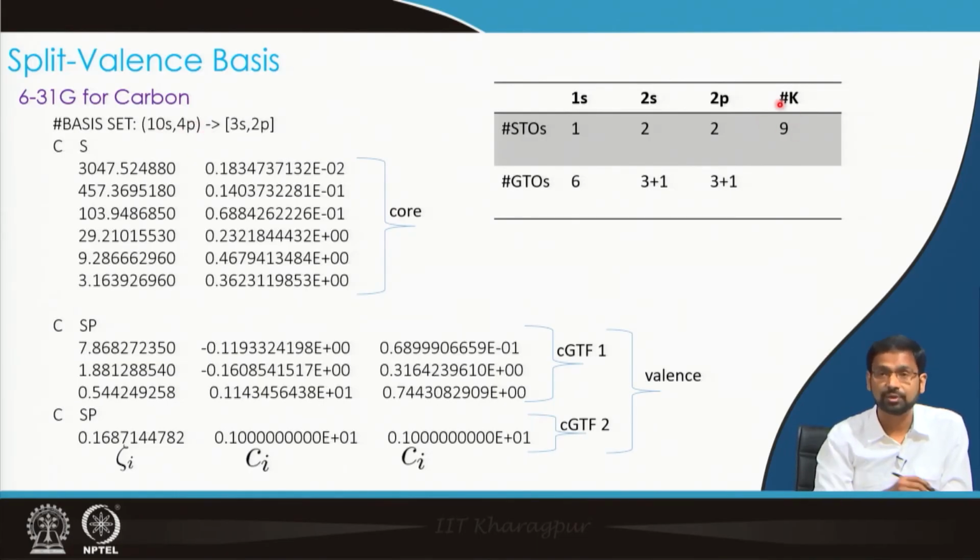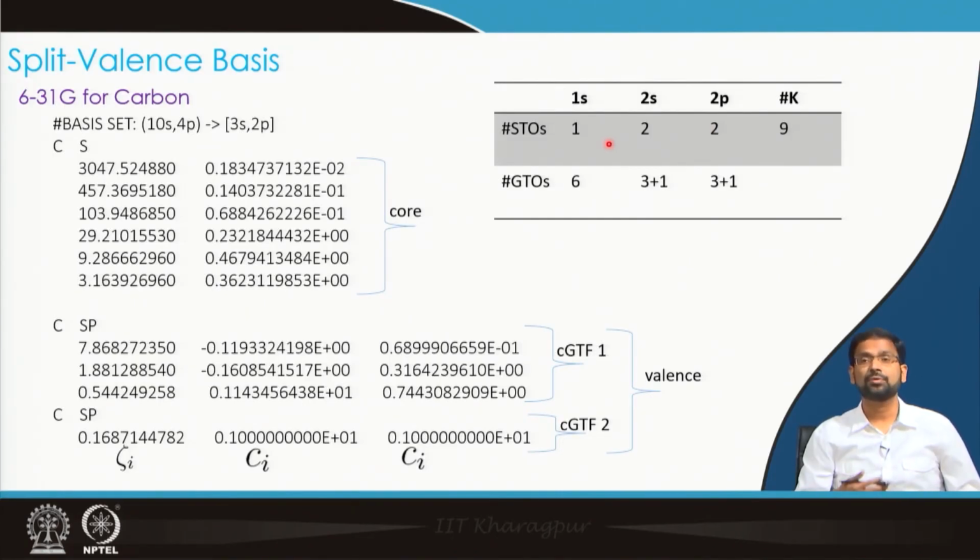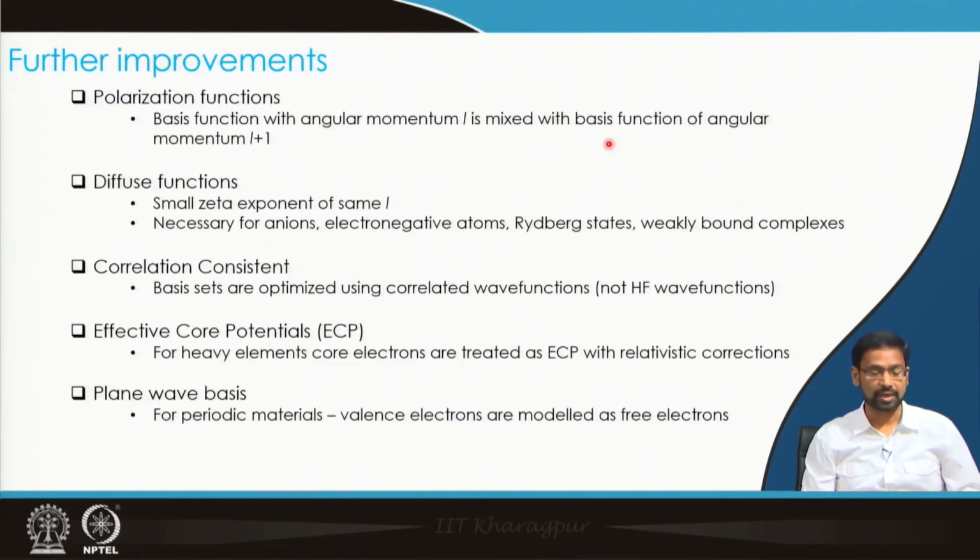Now the number of Slater type functions, in other words k in our calculation, would become 1 plus 2, 3, and for 2p there are 2, but 3 such are there, so 3 into 2 is 6, plus 3, that makes it 9. So for any other basis set we can derive this contraction scheme. All right, but there is much scope for further improvement in the basis functions.